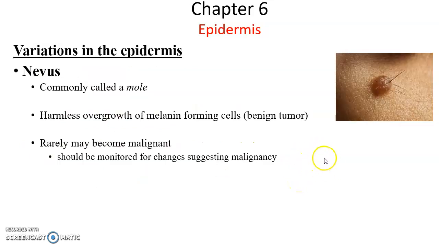All right, a nevus is commonly known as a mole. This is a benign tumor formed when a melanocyte is overgrowing. So you have a massive production of melanocytes that produce lots of melanin, leading to a benign tumor or nevus. Normally, these are harmless tumors, but you should always pay attention to them because occasionally they can become malignant.